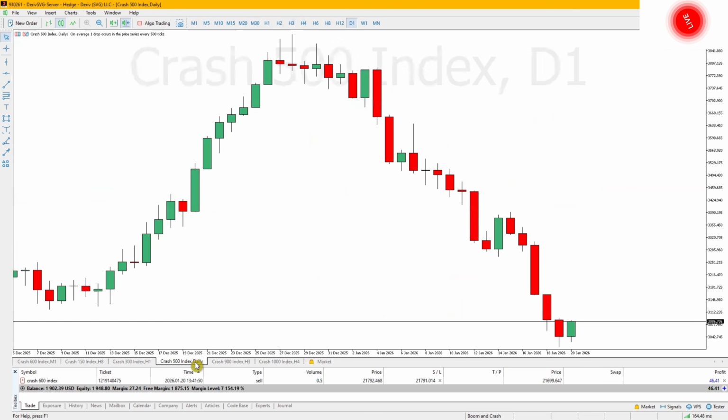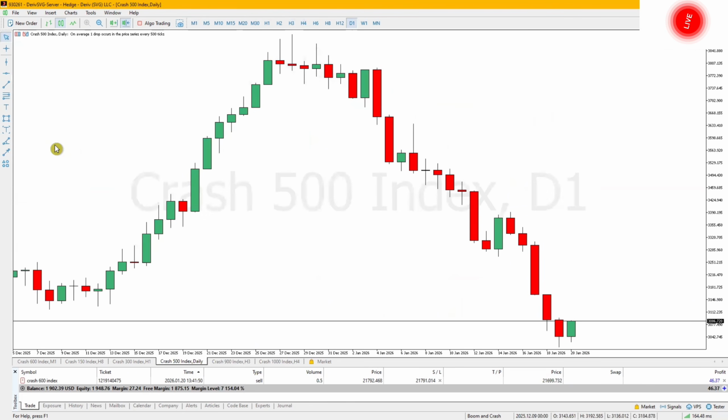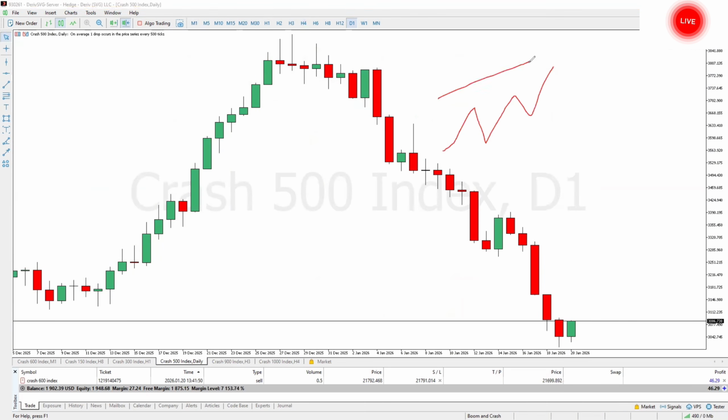I'm just trying to see which one. Yes, this one will be a perfect example. Why am I saying a perfect example? Remember, I said we need to identify an uptrend. That is one thing that we need to identify.